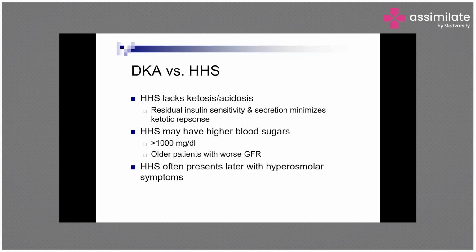So as we see, HHS, HONK, hyperosmolar non-ketotic coma lacks ketosis and acidosis. Residual insulin secretion and sensitivity minimize the ketotic response. As there is insulin present in small amounts, ketosis doesn't happen in hyperosmolar coma. The hyperosmolar state may have blood sugar levels higher than 1000, and the elderly population is more vulnerable to that. HHS often presents later with hyperosmolar symptoms.